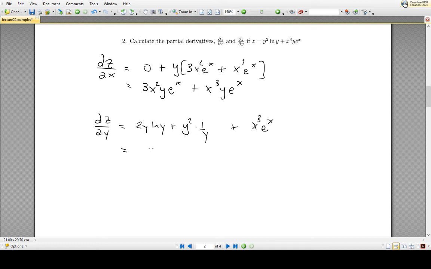And if I simplify this a little bit, I get 2y ln y plus y squared over y, which is just y, plus x cubed e to the x. And that's it.